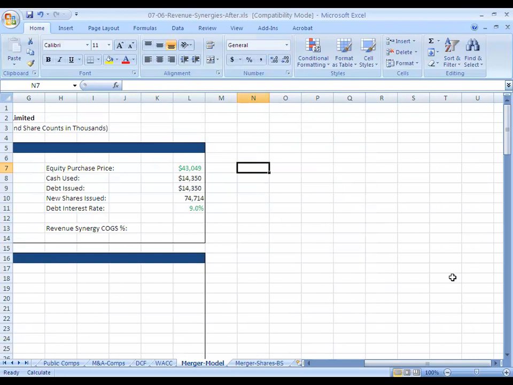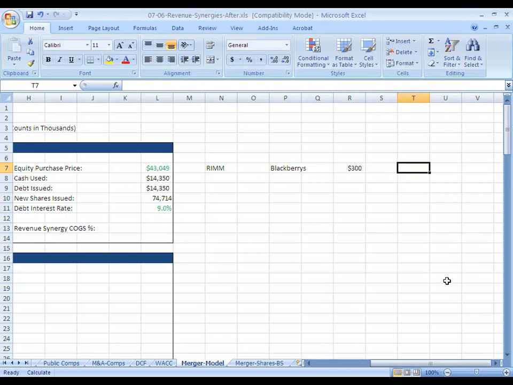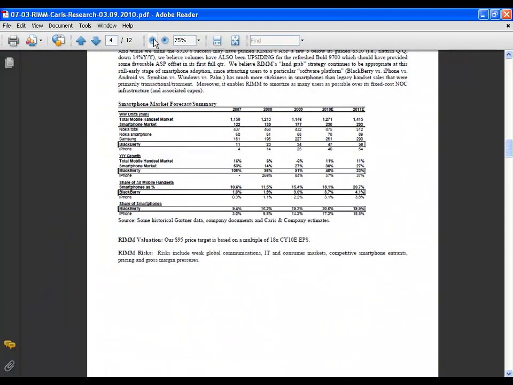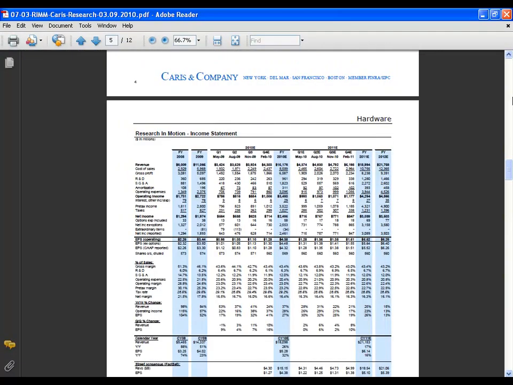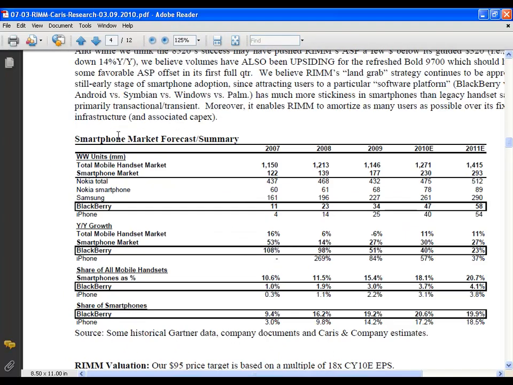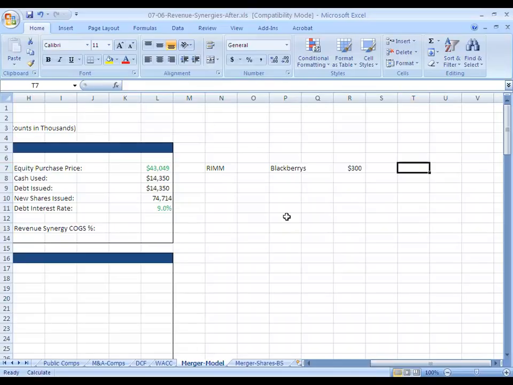So just as an example of this, let's say that right now RIM is selling BlackBerries with an average selling price of $300. And if we go into the equity research report, which I have up right here, on page 4, I'll zoom out. On page 4 of this report, just before the income statement for RIM, they actually have a projection for the market size for the smartphone market right here, and an estimated number of BlackBerry shipments each year. So what we could do is actually go into this and we could project out how many BlackBerries RIM is shipping each year. So we can go back here and let's say the number here is 47 million.